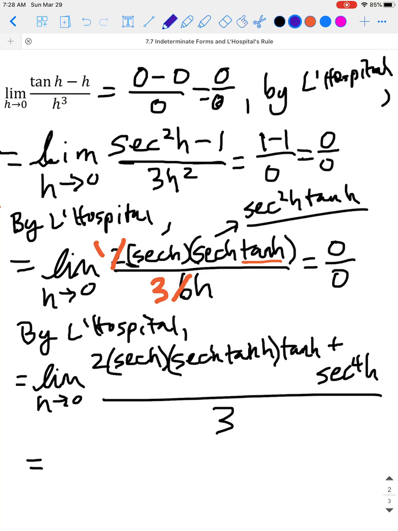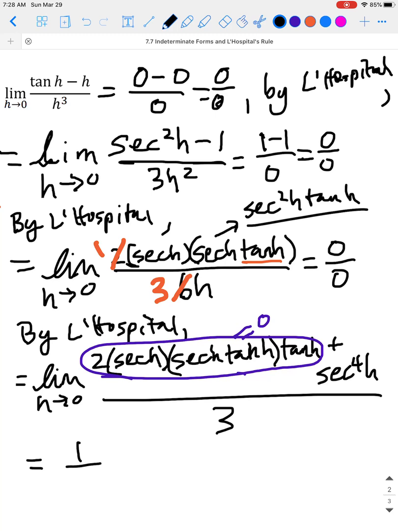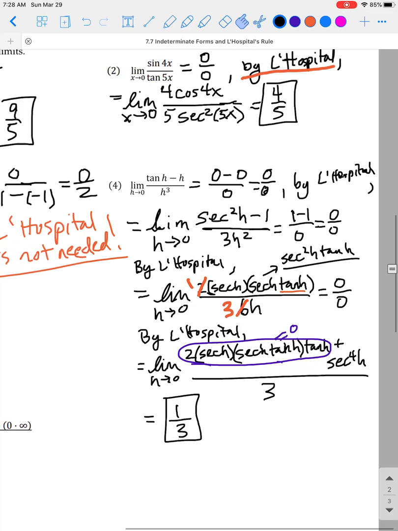So now if we apply h equals 0, that first term is just going to become 0. Right? So that whole thing zeroes out. Secant to the 4th will just be 1, so our answer is going to be 1/3. So 1/3 is the limit of tangent h minus h over h cubed as h goes to 0. So a little bit messier. We had to apply L'Hopital 3 times, but it will still work for us, and this is an example where there's no algebraic method of evaluating this limit otherwise.